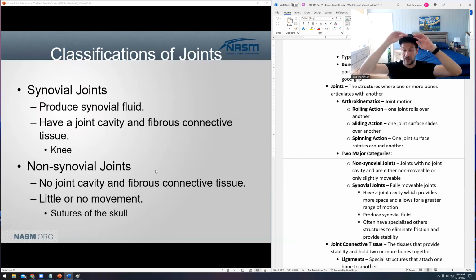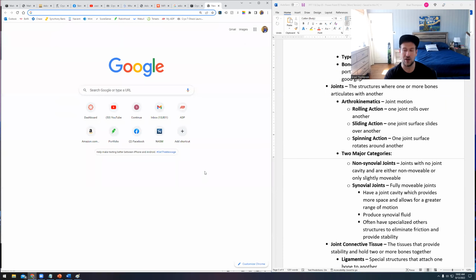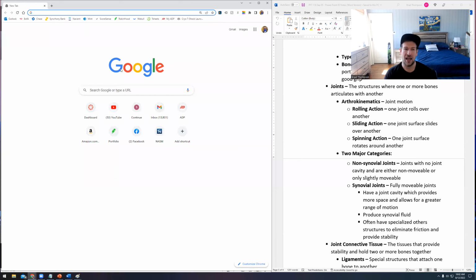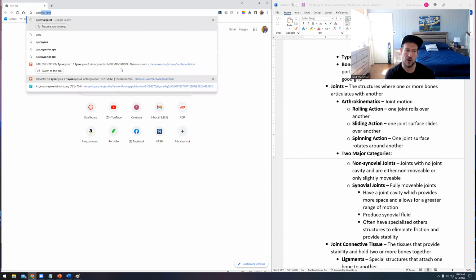Now, those are the movements that we see in what we call synovial joints. Synovial joints, if you remember, are our fully movable joints. They're the ones that have a joint cavity. They're probably what you're thinking of when you think of a bone joint, right? Because 80% of the joints in your body are synovial, and they're the ones that are responsible for movement. So when one bone moves against another, we think of that as a joint.